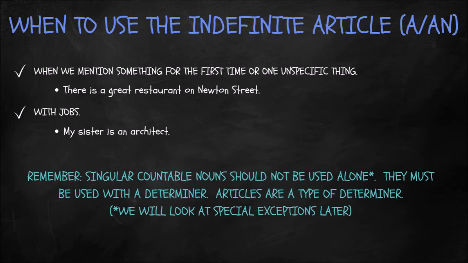There is a great restaurant on Newton Street, so it sounds like it's the first time that I'm mentioning it, right? So I'm going to use a. We also use a and an with jobs. And maybe in your first language you don't, but in English you always need to use the indefinite article when you are talking about jobs. My sister is an architect. My mother was a teacher. He works as a vet. Yeah, in all of those cases I'm using a or an.